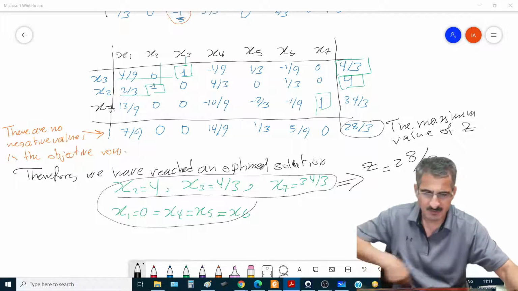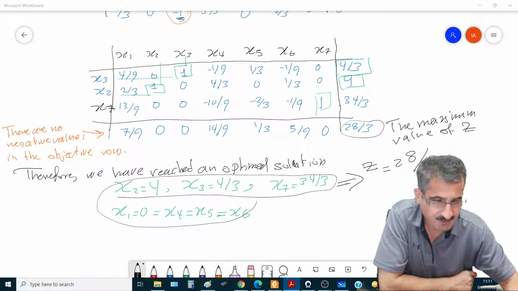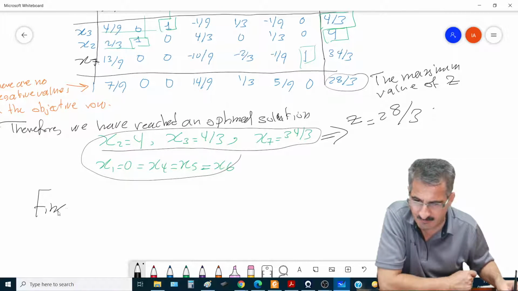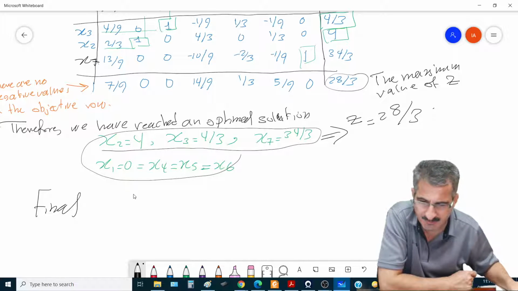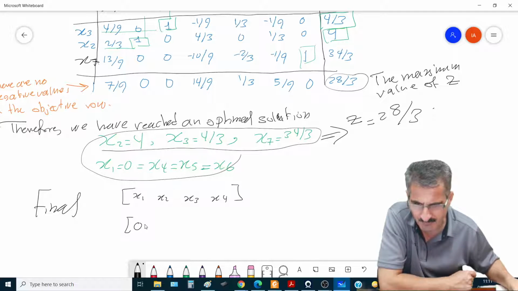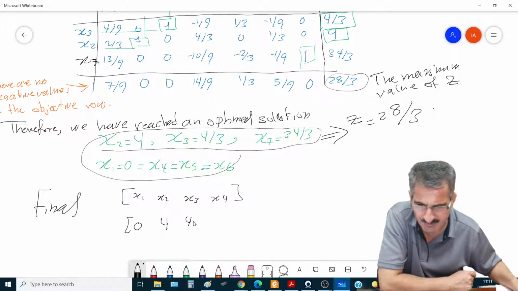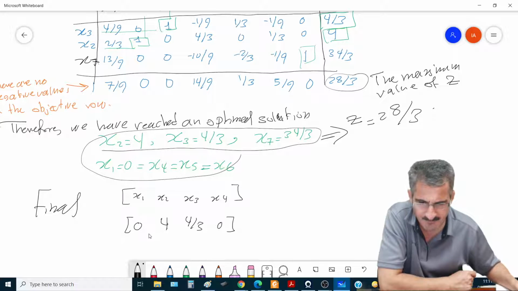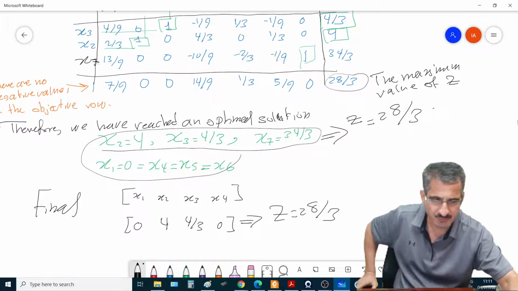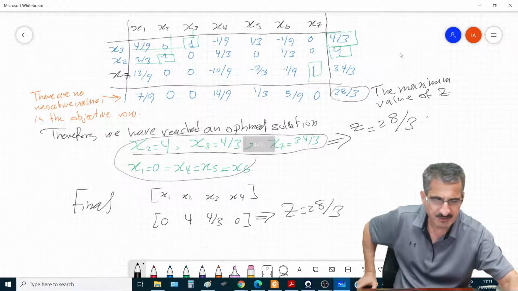So actually we will not take the slack variables in the solution. So finally we will say, because our original variables are x1, x2, x3, x4, the solution where x1 is 0, x2 is 4, x3 is 4 over 3. So this is our solution, and that gives z equals 28 over 3. Let us make sure this is true. Do we really get z equals that?